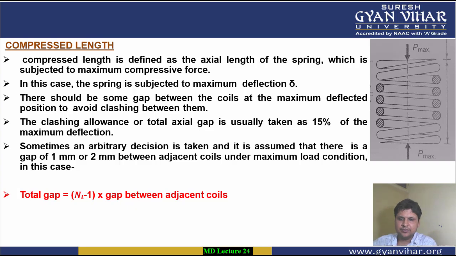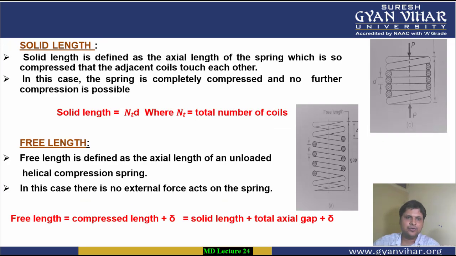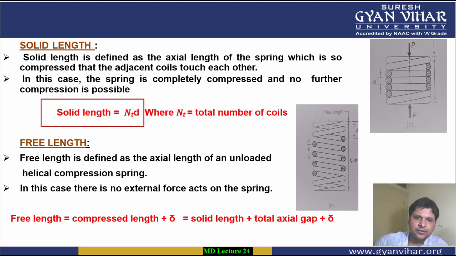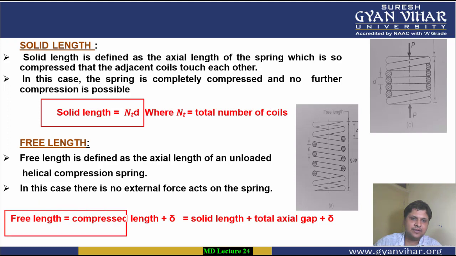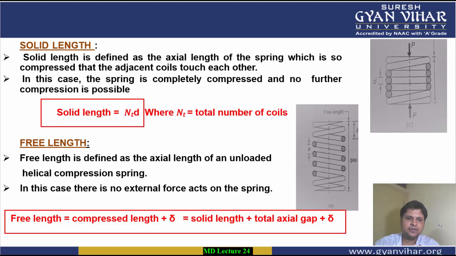Apart from this, the two relations which I have told you above: solid length is equal to number of turns into diameter. Which diameter? Wire diameter. So Nt into d is your solid length. And then the relation between free length, compressed length and solid length is also important. Free length is equal to compressed length plus delta, and it is also equal to solid length plus total axial gap plus delta. All right.